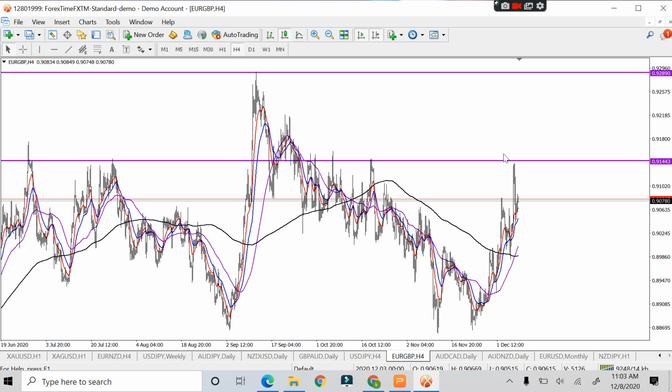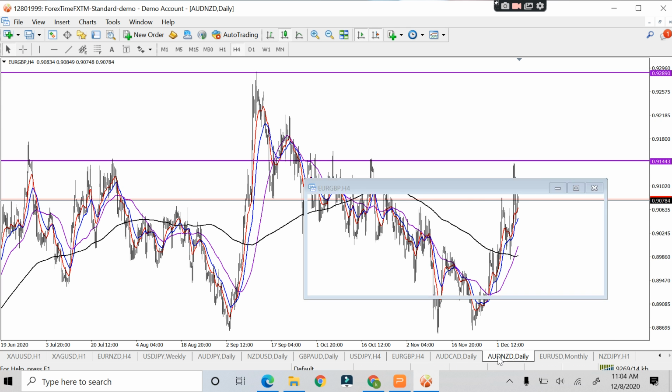So it's a buy bias for me. Wait for your buy signals, whatever buy triggers. You can do a buy stop, a pending order, and you can enjoy some 120 pips or thereabout for this week. Okay, let's move to AUD CAD and see what the chart is saying today.